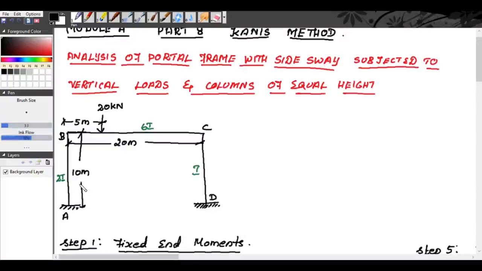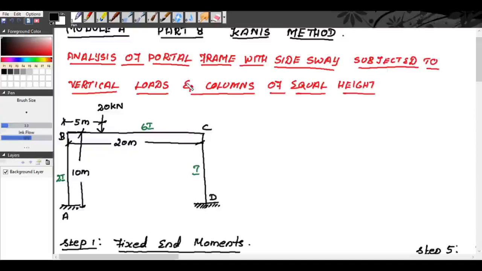Now when you come to the moment of inertia, for the column AB, the moment of inertia is considered as 2I. For BC, the moment of inertia is 6I. And for CD, the moment of inertia is I. So two conditions. Because the characteristic changes, that is moment of inertia changes, the frame will be subjected to side sway. Also, since the loading is not eccentric, this frame will be subjected to side sway. So now we will see how to analyze this frame using Kani's method.